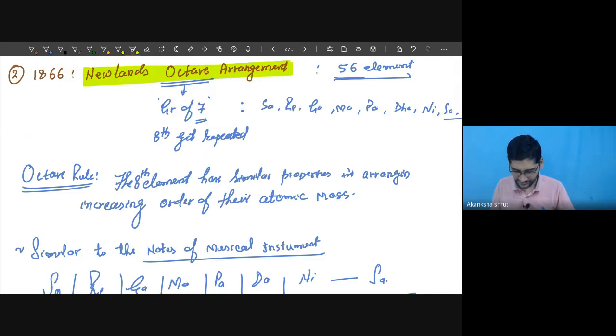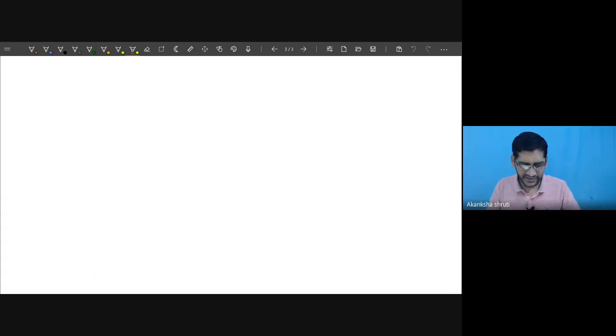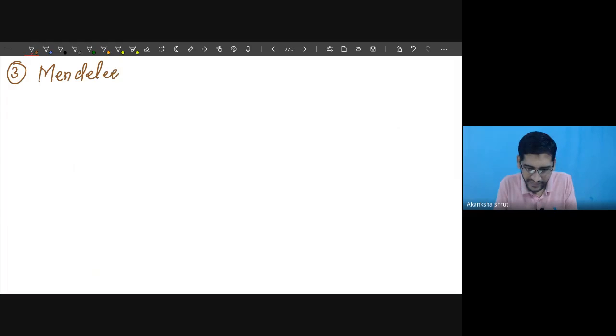Okay, that's all. Next, after this, came Mendeleev's periodic table. From there, the term periodic table was used. So write down the third one. It is Mendeleev. Mendeleev was a Russian scientist. So this is called the Mendeleev periodic table, but let us write in the same fashion as we were writing.